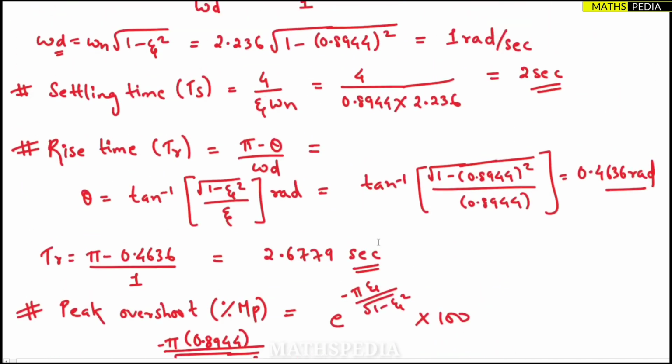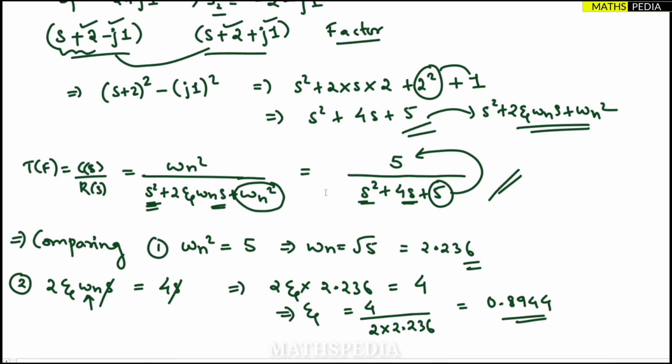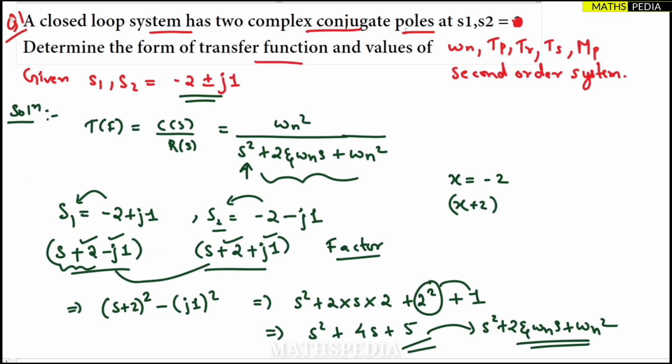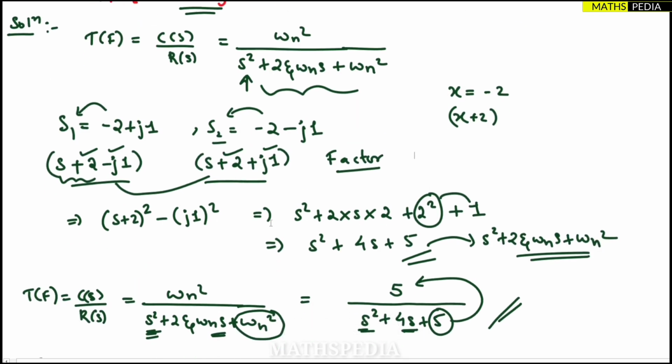So I hope you understood the question. Very simple question, but you need to analyze that they have given the poles. So given the poles and they have said second order system, I have to compare with the standard form and try to get the factors.